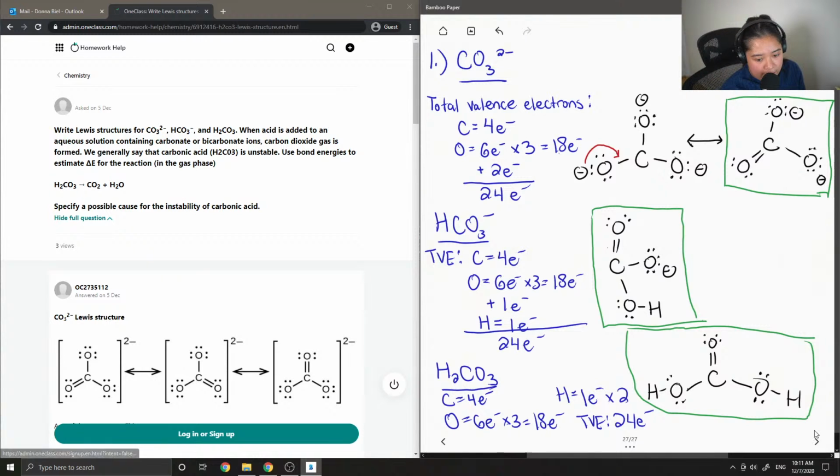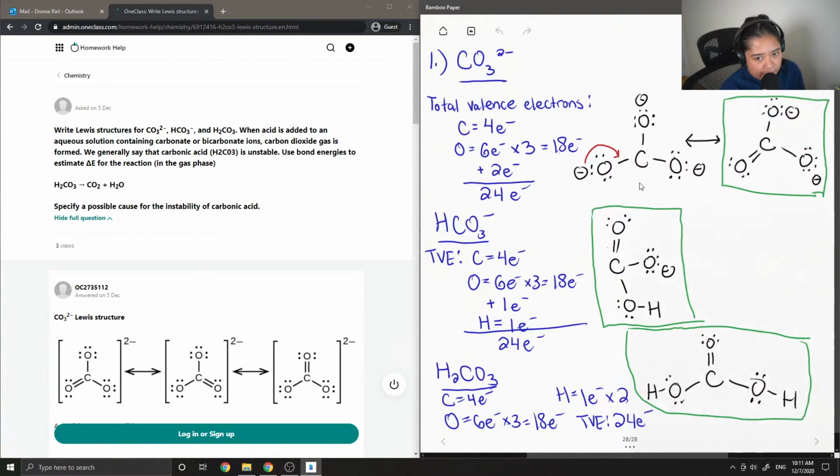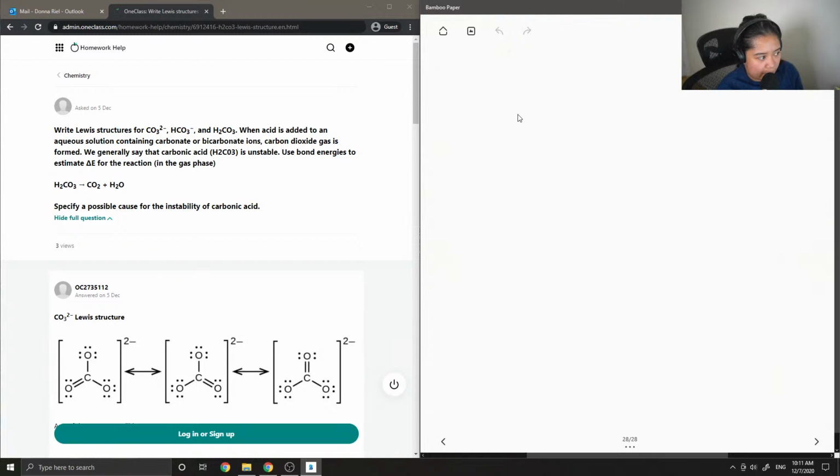Okay, so now that we have all the Lewis structures written down, we can get to the second part of the question.